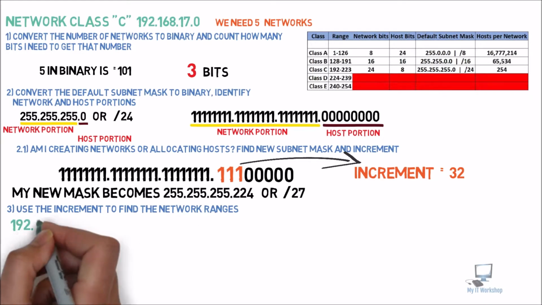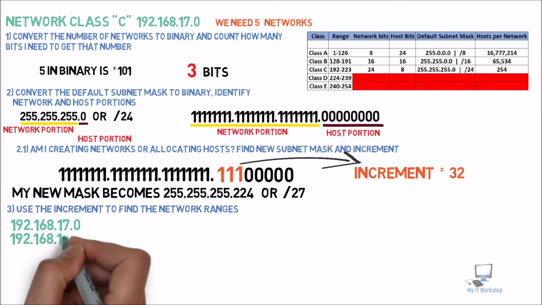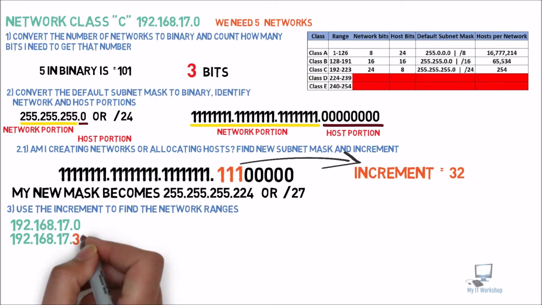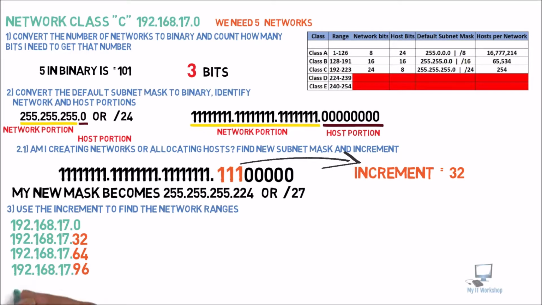So I'm going to copy our example 192.168.17.0. And the increment is 32 in the 4th octet. So I'm going to do it again, 32. The next one is going to be 64. As you remember, right now we are finding our network IDs. And the next one is going to be 96. And the next one is going to be 128. These are our network IDs, so we cannot assign them to any device in our network.